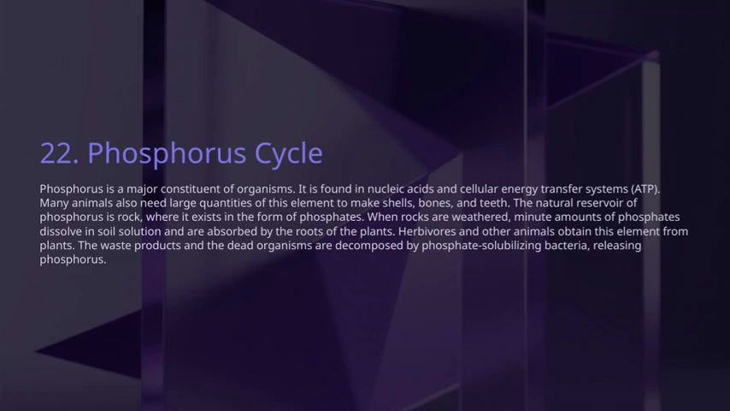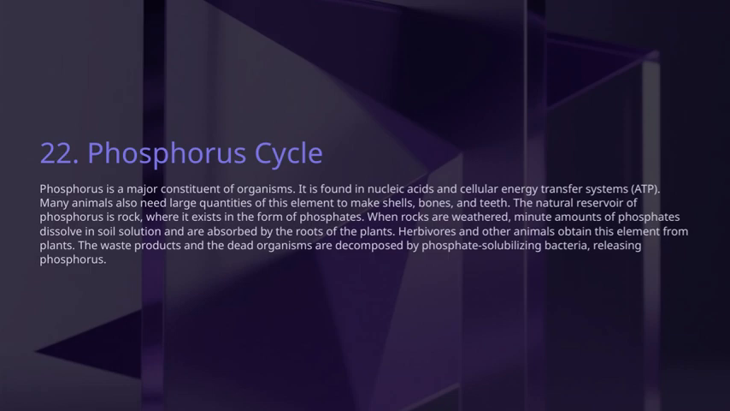Now, the natural source of phosphorus is primarily rocks, where it exists as phosphates. When these rocks undergo weathering, tiny amounts of phosphates dissolve into the soil, becoming available for plant absorption. Plants take up these phosphates through their roots, and then herbivores and other animals obtain phosphorus by consuming these plants. Finally, when organisms die or produce waste, bacteria play a vital role by breaking down these materials.